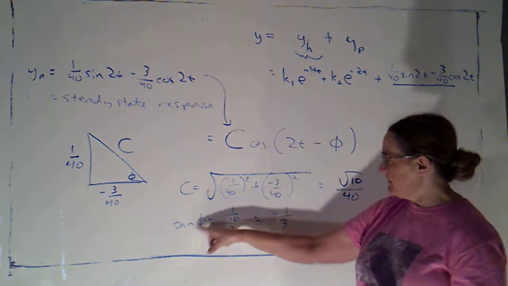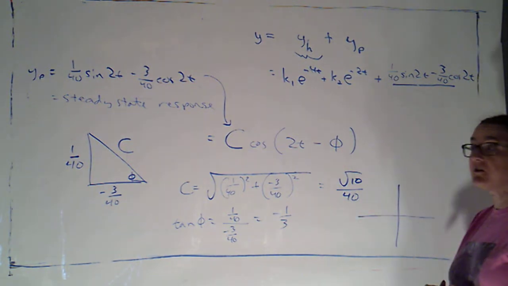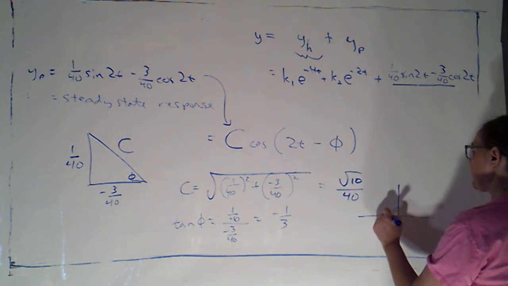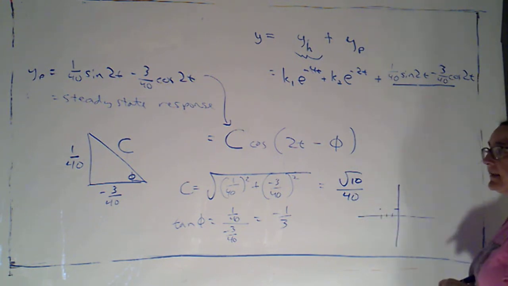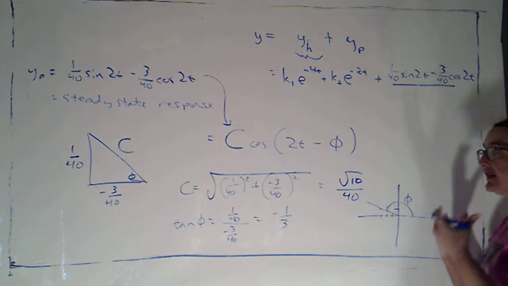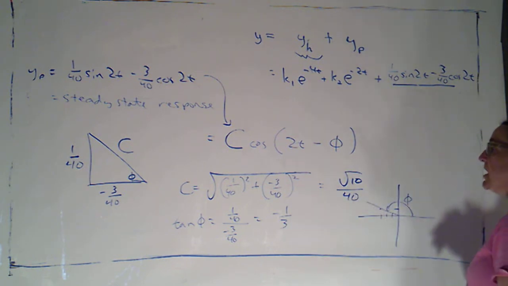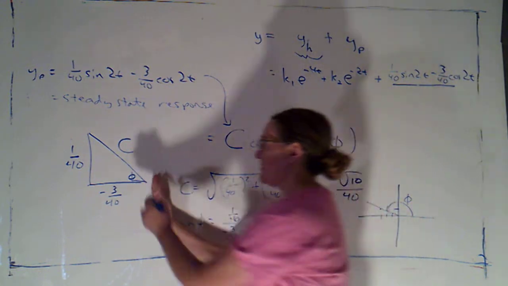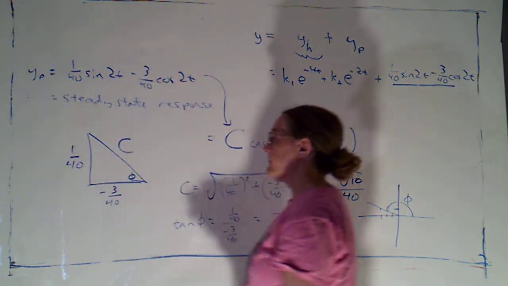Be careful though, there are infinitely many solutions. I need to make sure that I pick a solution that lands in the right quadrant. So, if I actually plot the point, negative 3/40, 1/40, each of these tick marks is 1/40, that's going to land me in quadrant 2. My phi has to be an angle in quadrant 2 whose tangent is negative 1/3. So it's always, again, the number in front of cosine. I associate cosines with x's, so that goes on the horizontal side. The number in front of sine, I associate sines with y's, so I put that on the vertical side.